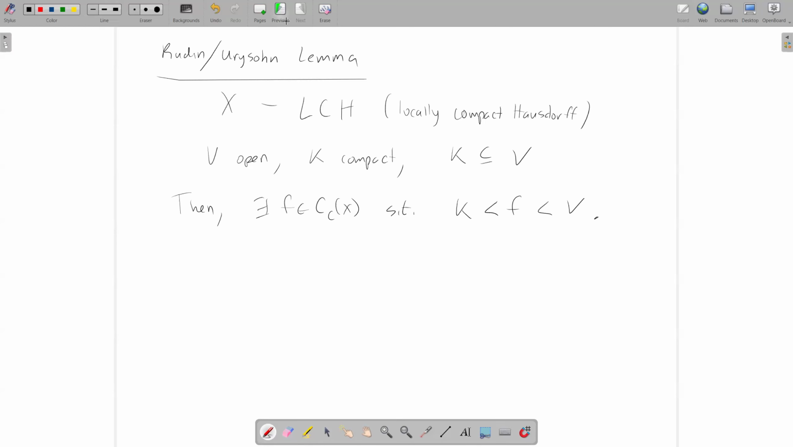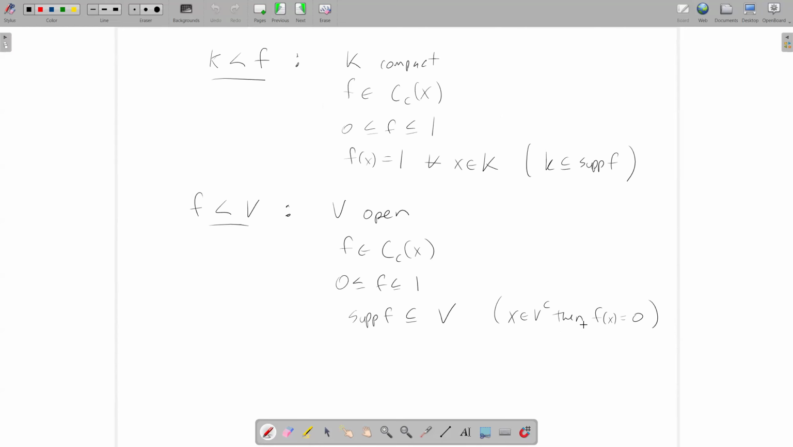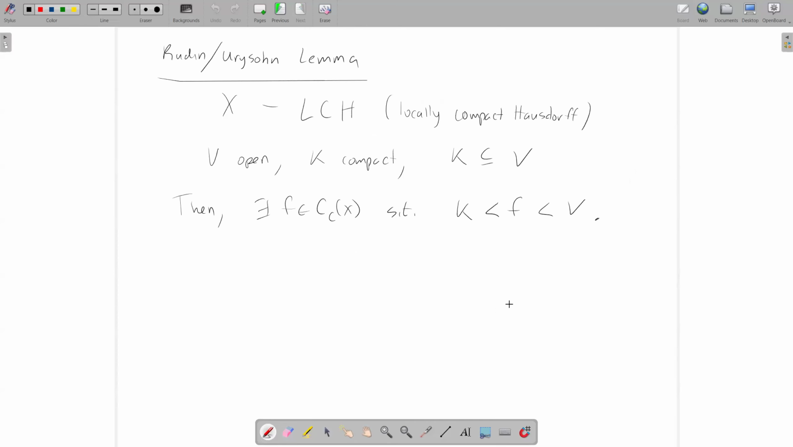Okay? So if we look at the previous page, we can compare what's happening here. You see that K is contained in the support of f, and the support of f is contained in V. So we're finding a function whose support is nicely balanced between these. Of course, f of x equals 1 for all x in K is different from saying this, but nonetheless, there's a nice balance here. Okay, so you might be familiar with the regular Urysohn lemma.